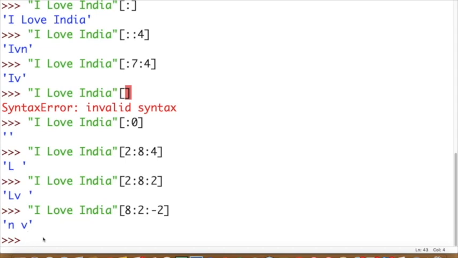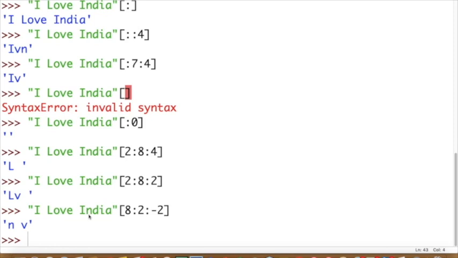So 8 is the starting index. Let us find out which letter is there at index number 8. So 0, 1, 2, 3, 4, 5, 6, 7, 8. So N is the 8th index letter, right? So N is printed. Then we have to go up to 2. The ending index is 2. So N is here at the 8th position, and we are counting it.